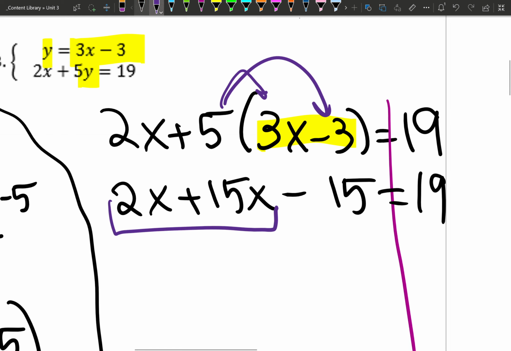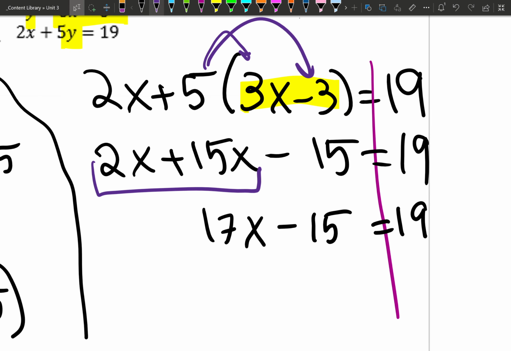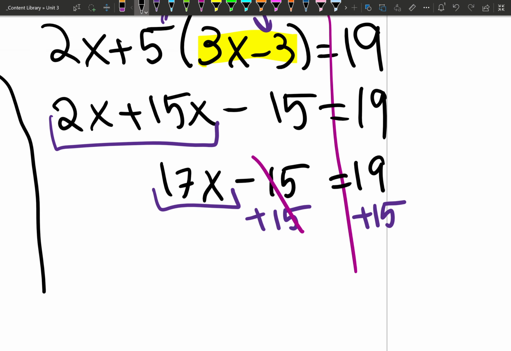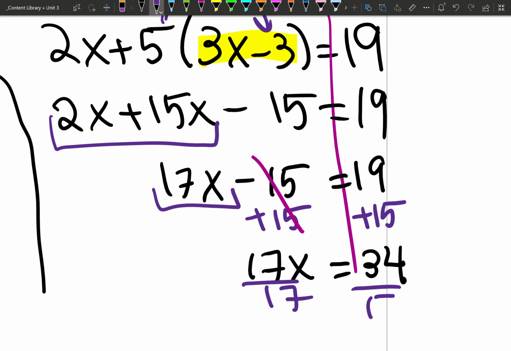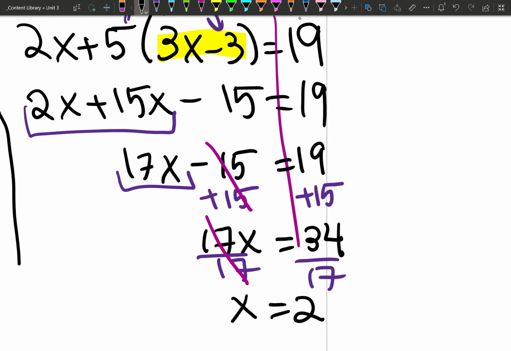Let's combine these like terms. 2x's plus 15x's is 17x's. The rest stays the same. Next, because we had a minus 15, we're going to add 15 to both sides. So now we have that 17x equals 34. And of course, let's finish up by dividing both sides by 17. And we find out that x equals 2, which is fantastic.